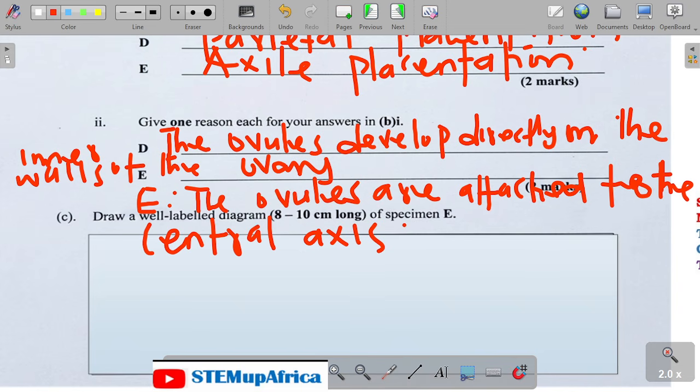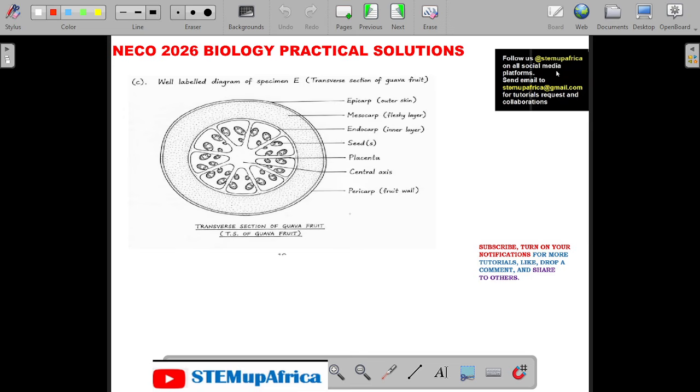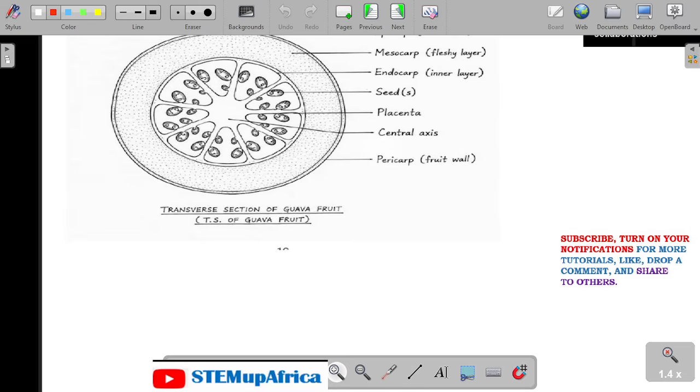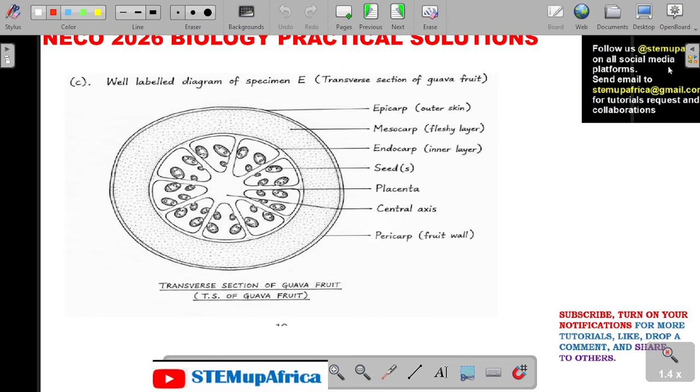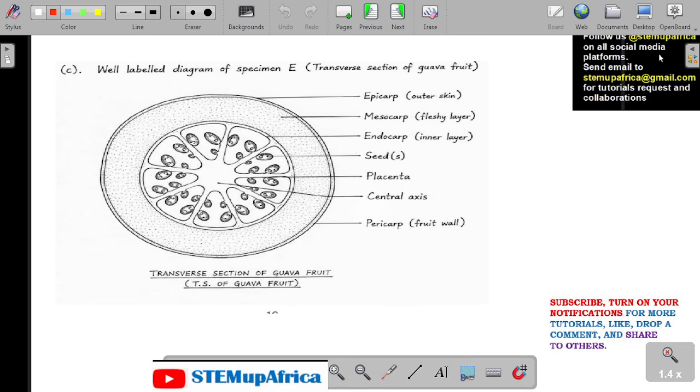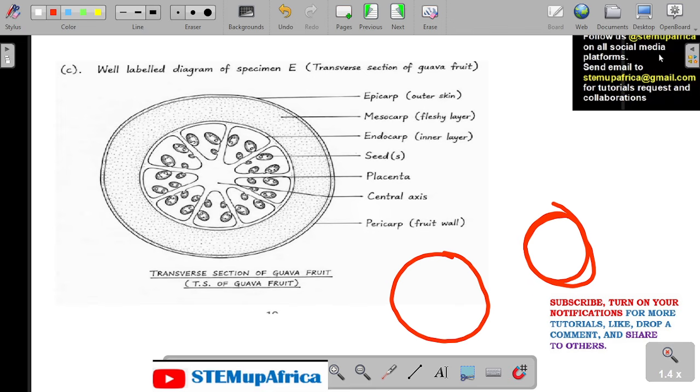Then question C says you draw a labeled diagram of 8 to 10 cm of specimen E. So this is the diagram. That is question 1C. So take your time and label directly. If you are labeling, you put a single arrow and ensure your lines are single. Don't do double lines in this manner. Ensure you have a single line.